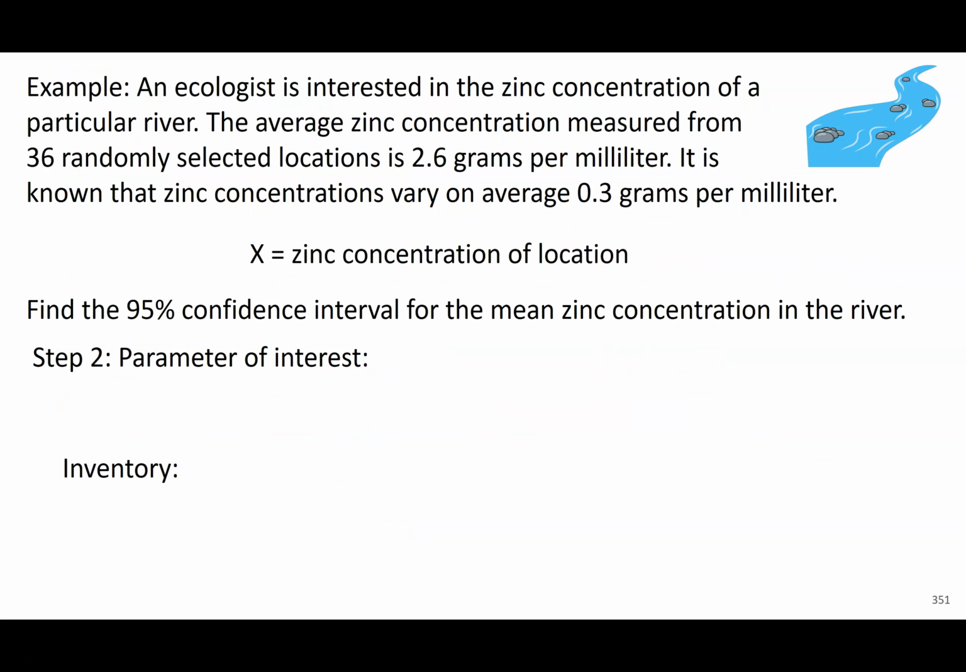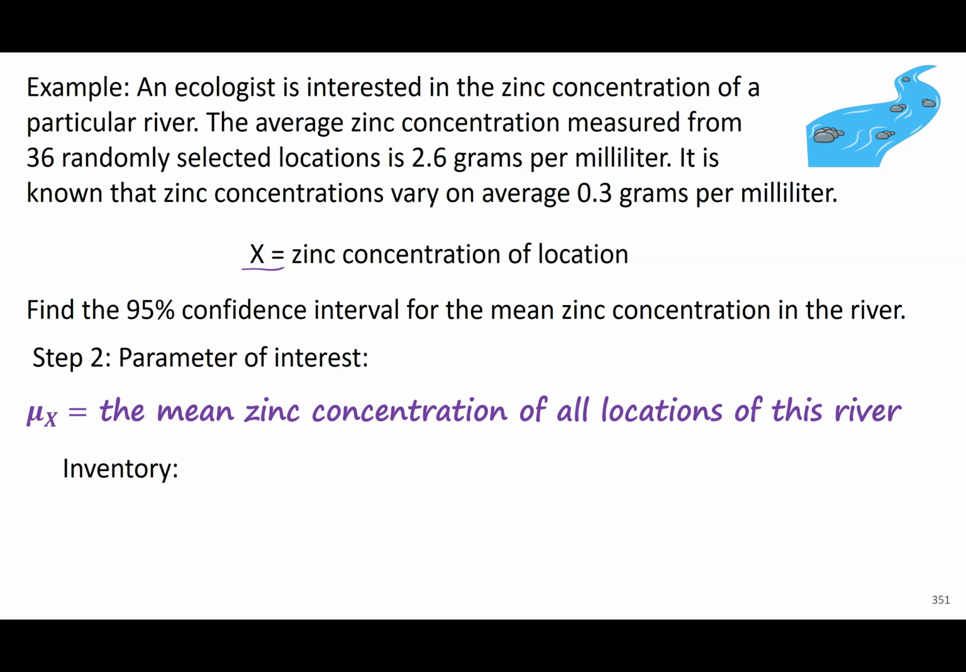So just to know, X is the zinc concentration of a location. So my parameter of interest. This has 2 parts. So mu, this is my notation. So if we said, hey, write it in symbols or notation, we mean this, just the mu part. And then in words or context, the mean concentration of all locations of this river.